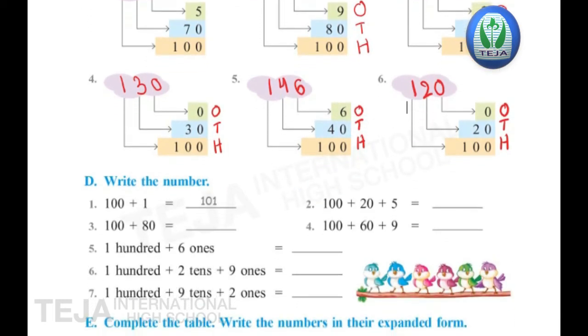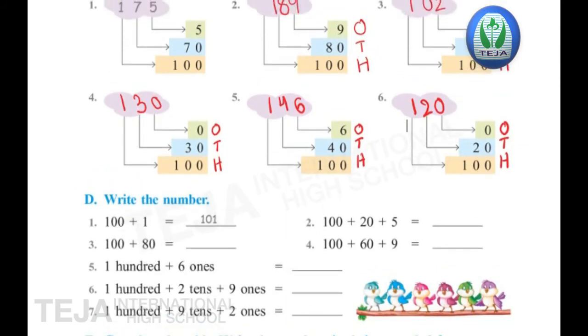Okay children. Now next bit D, write the number. Here in expanded form it is given, you have to write the number in the blank. The first one is done for us. Look at the screen children. First one, 100 plus 1, that is 101. Now second one, 100 plus 20 plus 5.